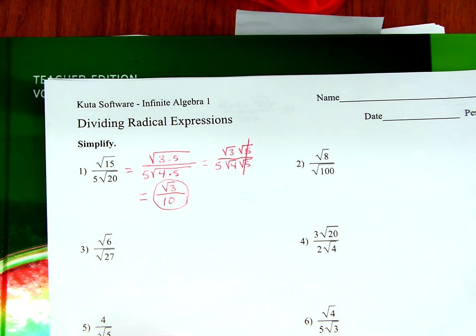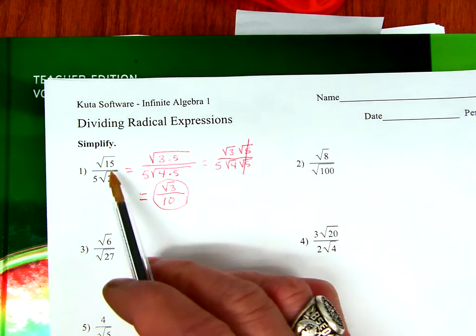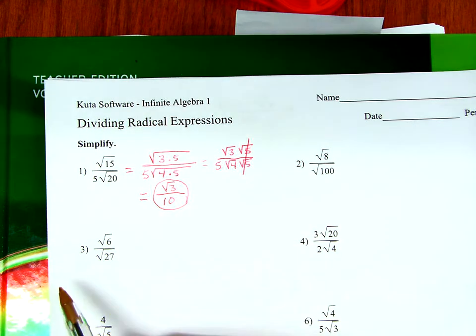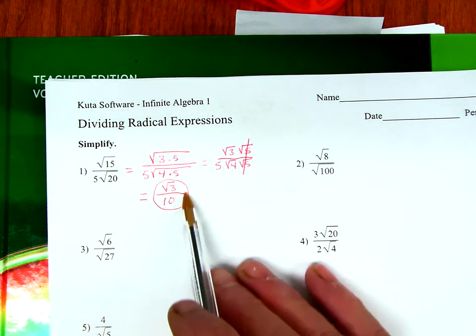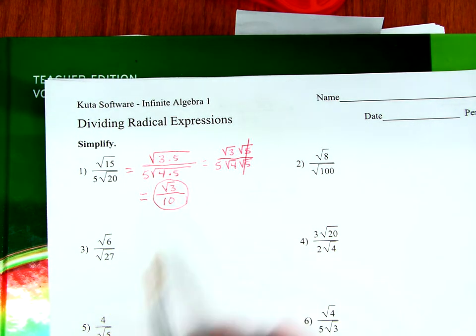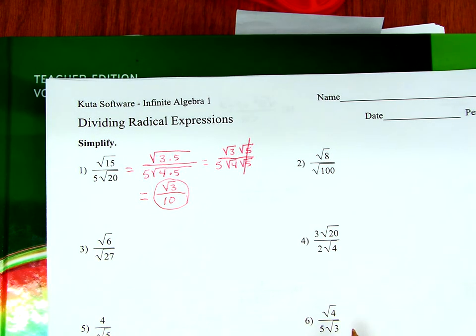There are some calculators out there, though, that you could type this in exactly the way that it looks here, and it will give you an answer that looks exactly the way that this one does. Casio, I believe, is one of those calculators.